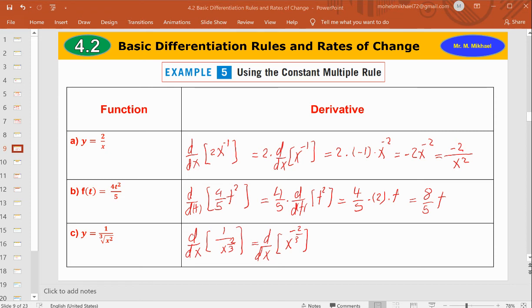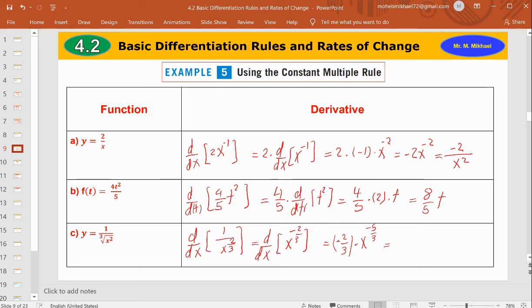Now let's apply the power rule and get the derivative of this exponential function. It is equal to, get the exponent down to be a coefficient of this derivative, negative 2 over 3, and reduce the power of x by 1. When you reduce negative 2 over 3 by 1, negative 2 over 3 minus 1 simplifies to negative 5 over 3. So the new power is going to be negative 5 over 3.